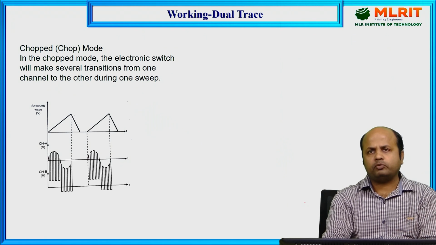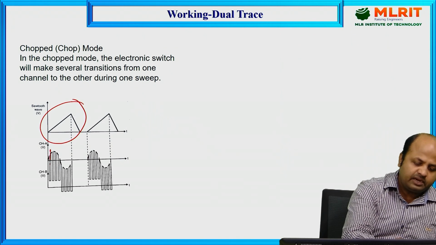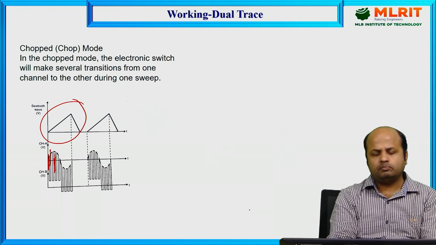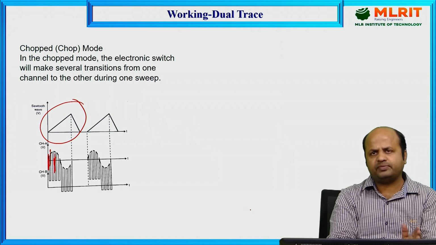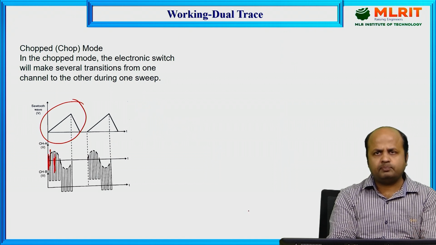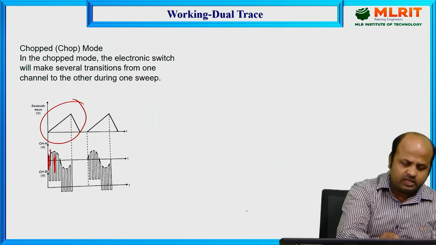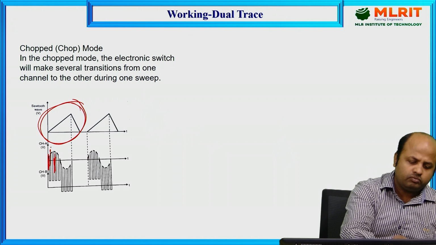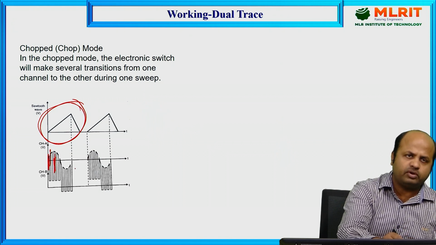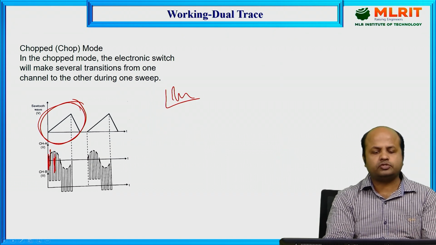But in the chopped mode, we can see that in a single sweep time, channel A and channel B both will be displayed based on some microsecond or millisecond multiplexing. So in alternate mode, in one sweep time, channel A, in another sweep time, channel B, then channel A, channel B. But here, in one sweep time only, we have divided or multiplexed the channel A and channel B waveforms to be displayed on the screen. So this is called chop mode.